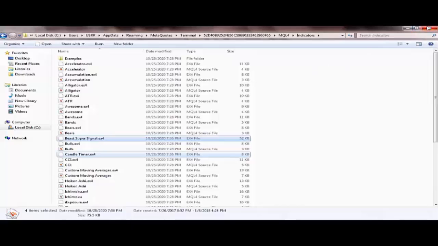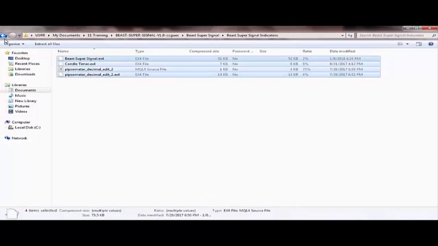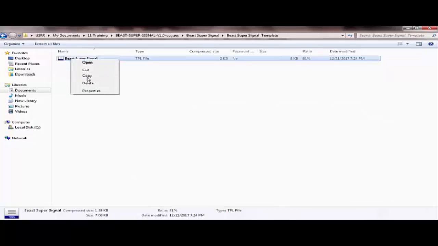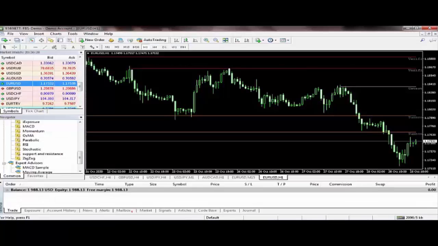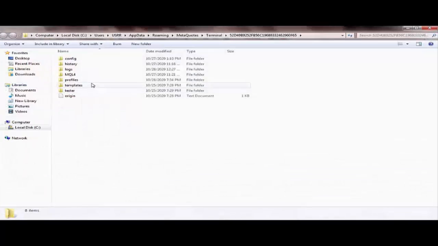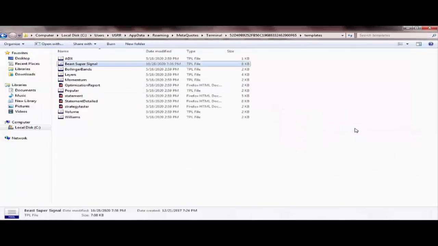So after doing that, what do you do next? You go back again, you will see there that we still have templates. So you pick these templates and copy them. After copying, go back to this page, file, open data folder, then you come to templates here, click on templates and paste. See, I pasted the templates.